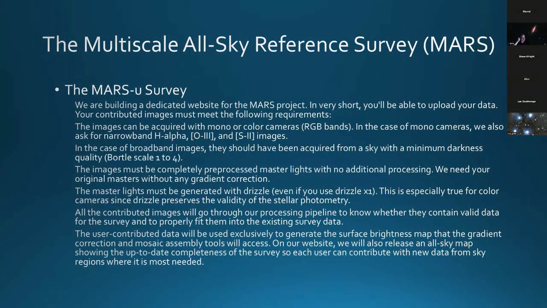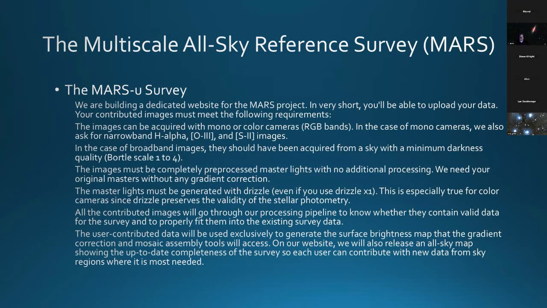They're also looking for RGB images, color images, one-shot color, mono cameras, Ha, OIII, SII images. As a minimum darkness, they really want Bortle 1 to 4 areas. They want it completely pre-processed with master lights, straight out of the stack, with no additional processing. So you get your calibration done and then hand it to them, and they'll take it from there.